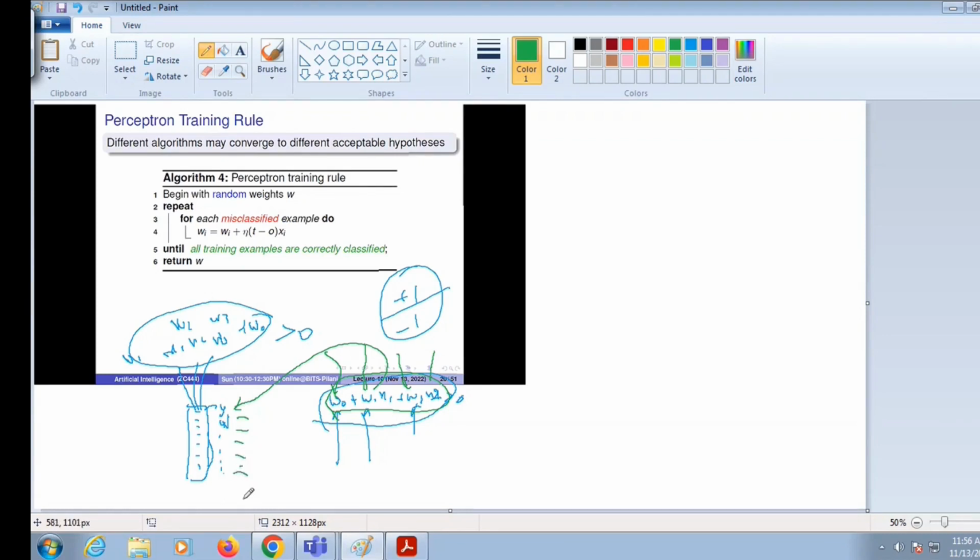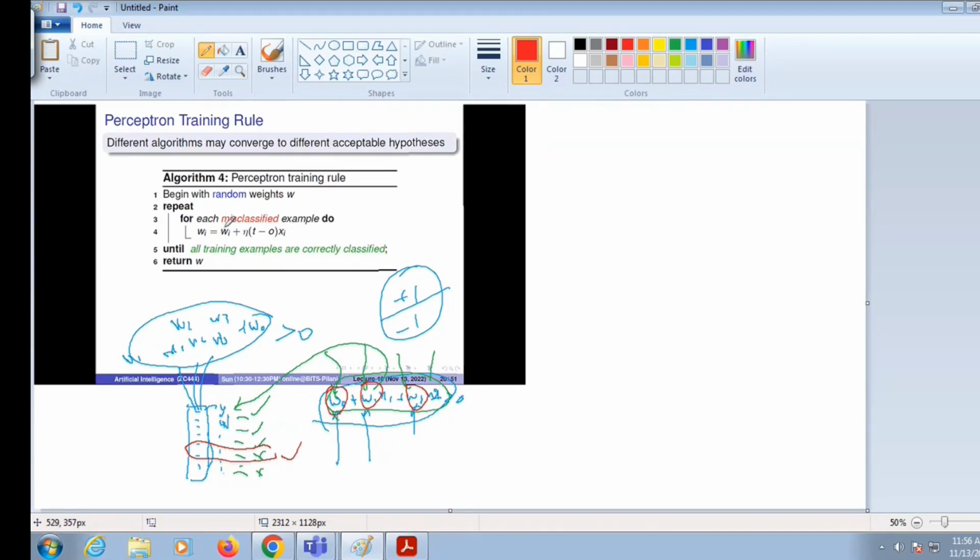If you apply the classification, by chance somewhere you would be right, and somewhere you would be wrong. Yes or no? For the places where you are wrong, you are going to correct these weights so that this becomes correct. Okay, how are you going to correct?